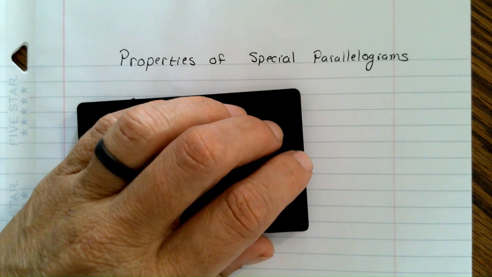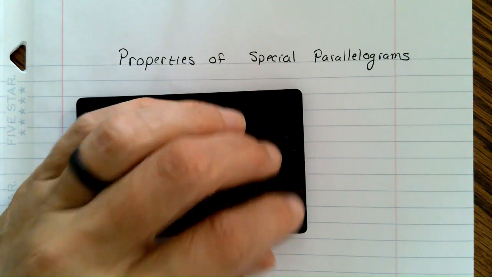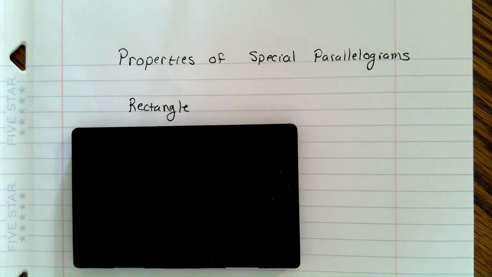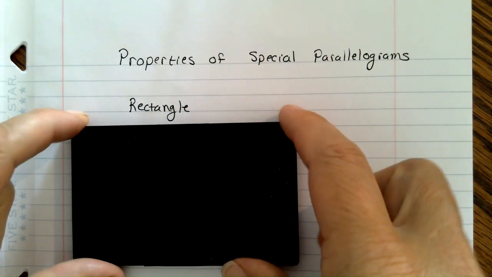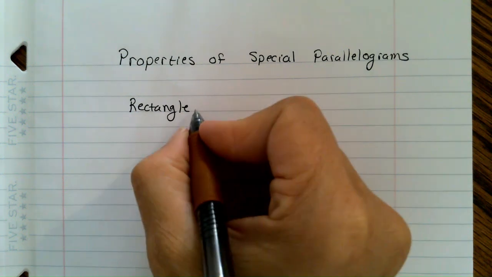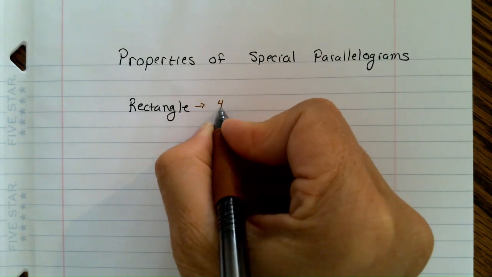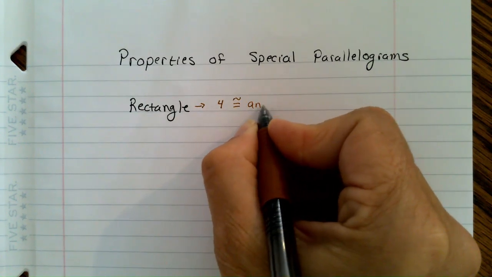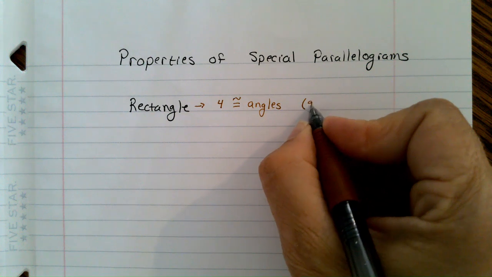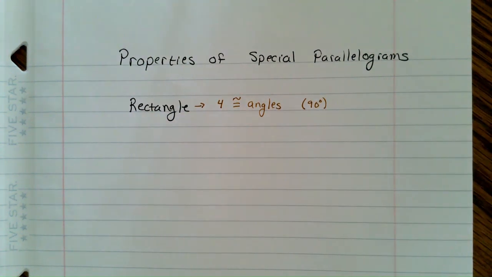Welcome to Properties of Special Parallelograms. The first special parallelogram you're probably going to recognize, we would call this shape a rectangle. Okay, now I know it's not a perfect rectangle because they didn't have sharp corners, but that's actually the big thing behind a rectangle is that it has four congruent angles. Okay, and because it has four congruent angles, we happen to know that those are 90 degrees because 360 split equally by 4 is 90 degrees.